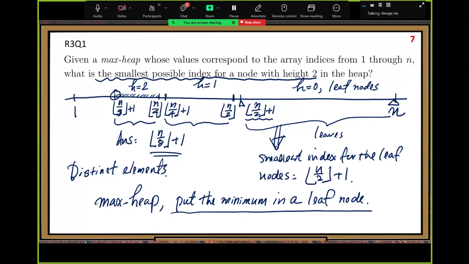Then, if I ask you what is the smallest index for a minimum, you should give me the smallest index for a leaf node. So that's this example.